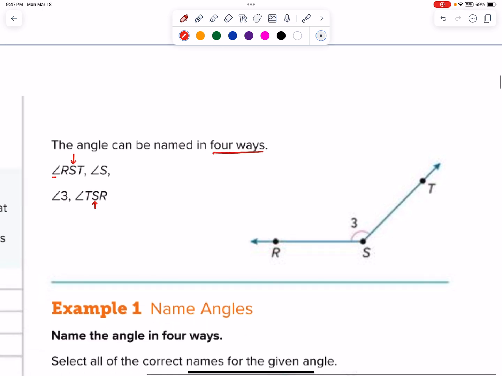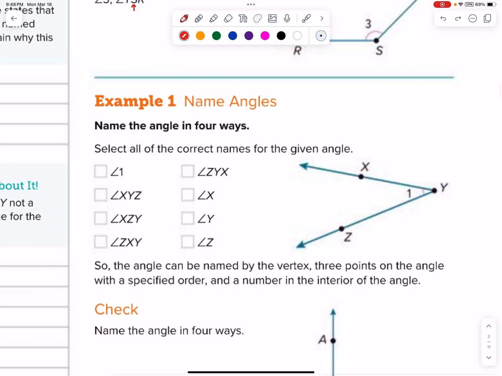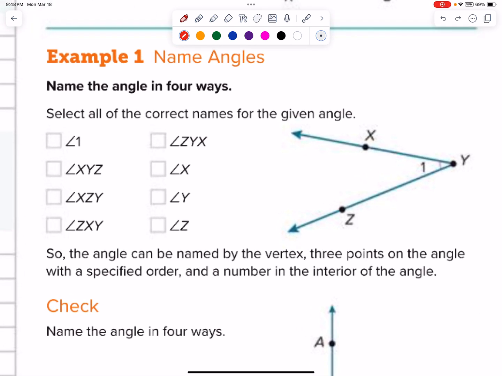Okay. And so you can see we have angle RST, and so that forms the angle. You could just say angle S. We could say angle 3, or you can go the opposite and start with the T and say angle TSR. So any of those options can be used. Let's go ahead and take a look at example 1. Name the angles in 4 ways. So let's find all the correct names for the given angles. Go ahead and pause and see what you can find, and we'll take a look together.